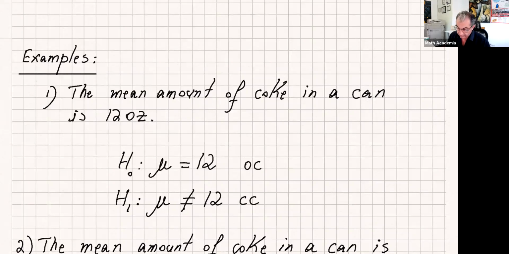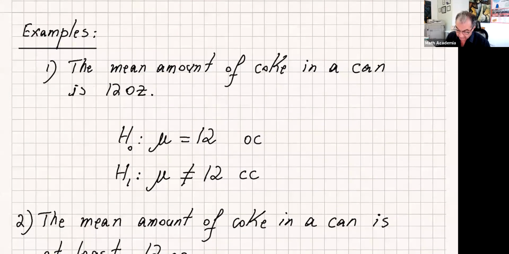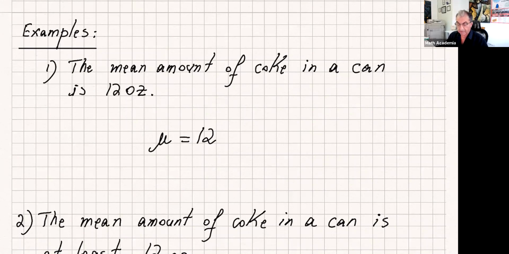The mean amount of Coke in cans of Coke is 12 ounces. So again, when I start writing that claim, I can even erase those and start from the beginning so you can see. Let's follow step number 1. It says write the claim. So mu equals 12. All I did, I wrote the claim.